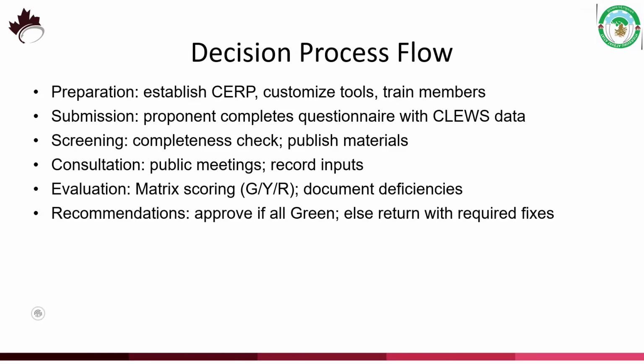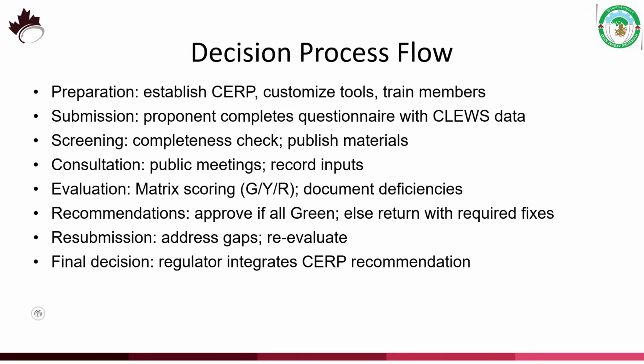Then there will be consultation, public meetings, and they'll record the inputs from the public meetings, and they'll evaluate the proponent's proposal using the matrix scoring with the red, yellow, green scoring method, and document any deficiencies in the proposal. And then they'll recommend only if all of the document is green, and they'll return it to the proponent if there are yellow or red factors for required fixes. The proponent could resubmit the proposal after addressing the gaps, and the review panel will reevaluate. And the final decision would go to regulators to integrate the community-led review panel recommendation into the mining proposal.